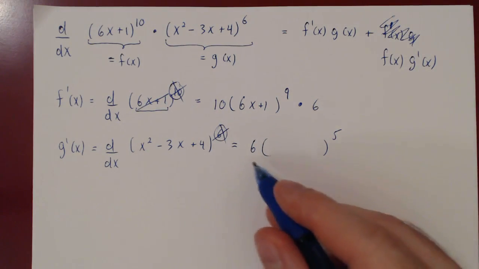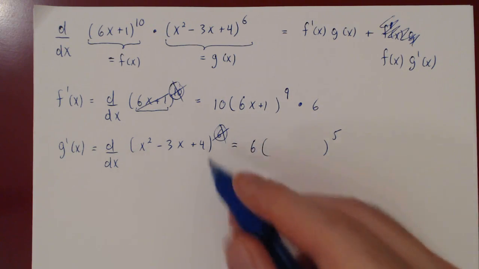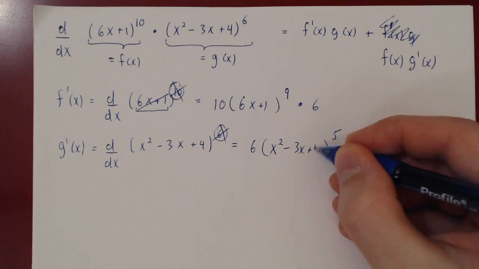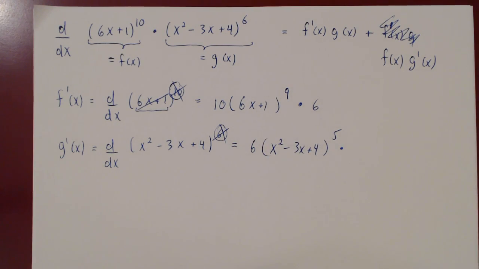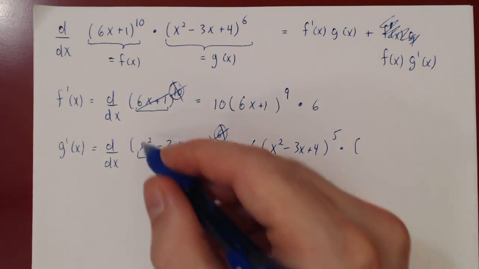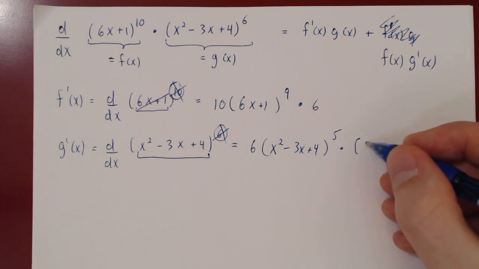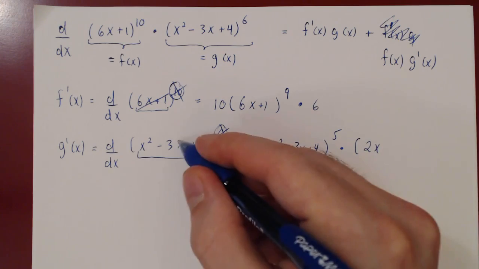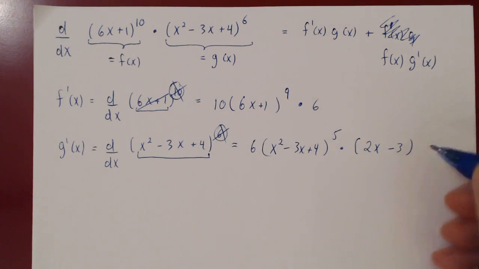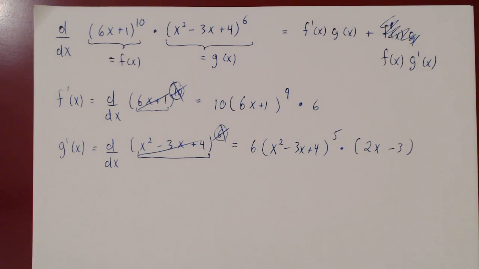and we evaluate the derivative of the outside function at what's left over, x squared minus 3x plus 4, times the derivative of what's left over, this quadratic. The derivative is 2x minus 3 plus 0, and now there's nothing left over.